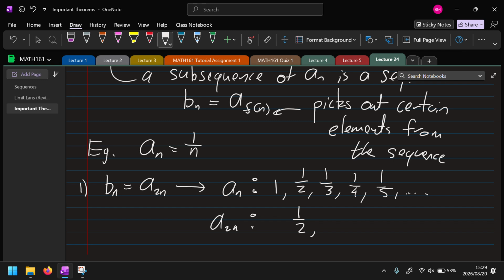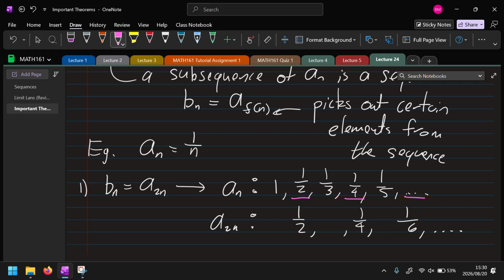I'm going to leave some spaces here, but they're not really there. When n is 2, what am I looking at? We get 1 over 4. Okay. And then when n is 3, 1 over 6. And so on. We see that this 2n at the bottom picks out all of the even terms because it's 2n. Okay. So here we pick out the half, the quarter, the sixth, and so on.